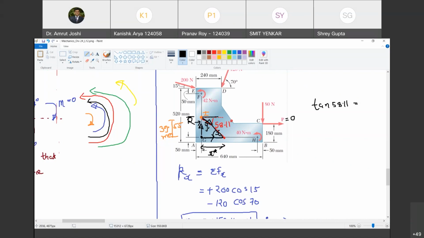So therefore, now, can you tell me in this geometry, what is tan of 58.11 degree? Look at this right angle triangle. Opposite side, that is 39.55, divided by adjacent side, that is x star. Are you with me? Yes, sir. So now, can you tell me how much is x star? 39.55 divided by tan of 58.11. 24.6.